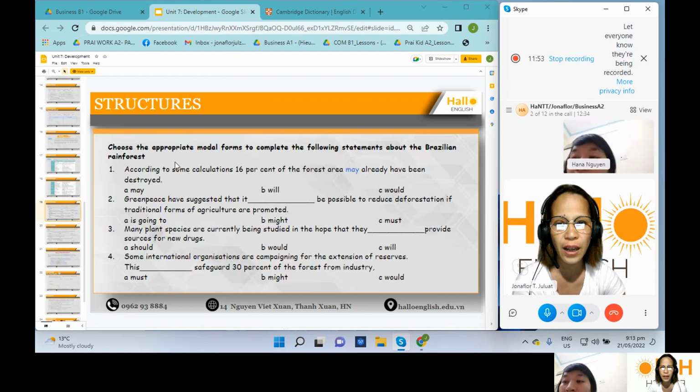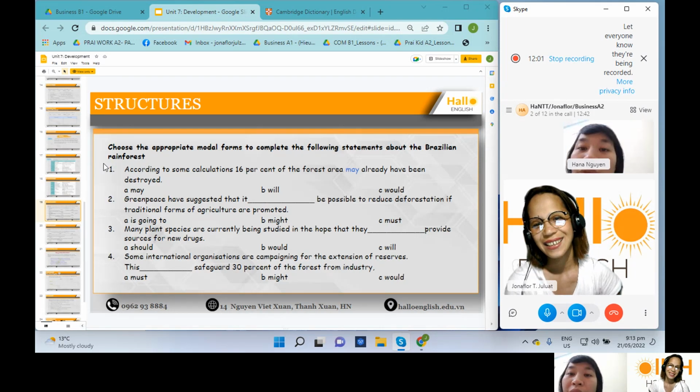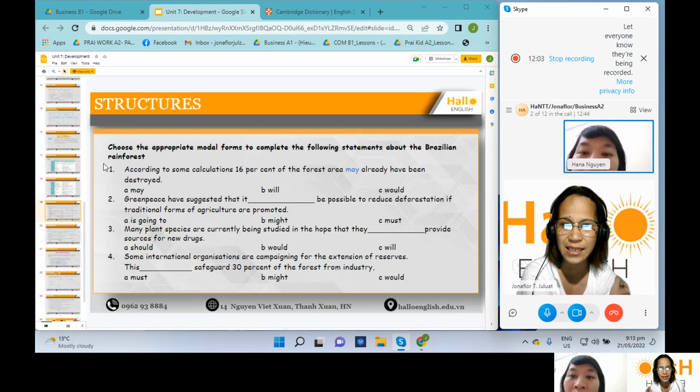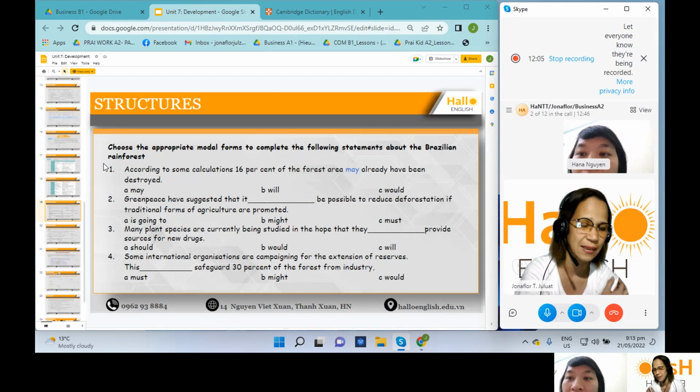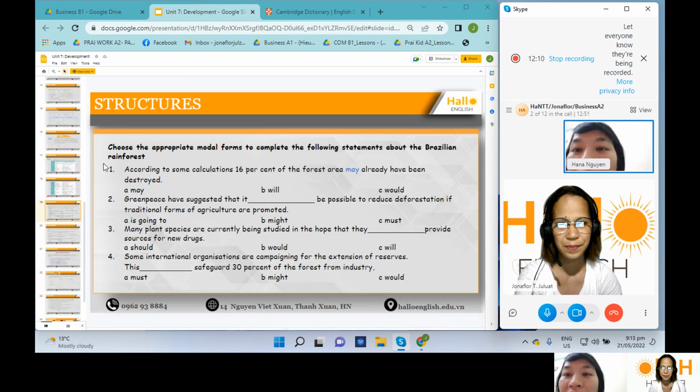Let's choose the appropriate modal forms to complete the following statements about the Brazilian rainforest. Number one is an example. Can you read it, please? According to some calculations, 16% of the forest area may already have been destroyed. May is the modal verb.